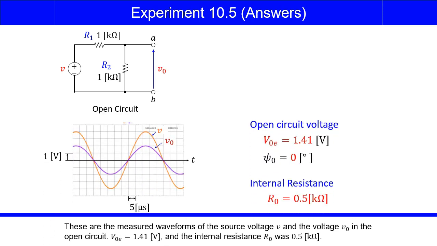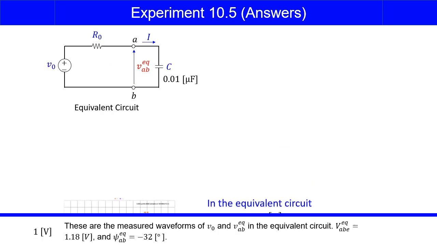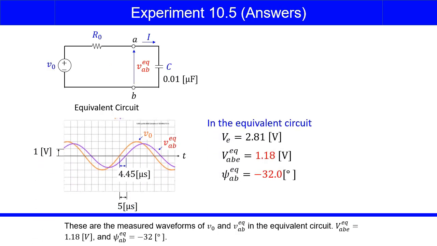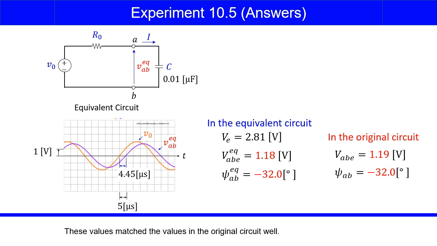These are the measured waveforms of the source voltage V and the voltage V0 in the open circuit. V0E was 1.41 volts, and the internal resistance R0 was 0.5 kilo ohms. These are the measured waveforms of V0 and VAB EQ in the equivalent circuit. VAB EQ was 1.18 volts, and psi AB EQ was negative 32.0 degrees. These values matched the values in the original circuit well.